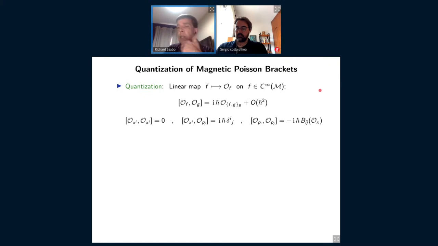So what is quantization? Let's think a bit about quantization in the context of these magnetic Poisson brackets. Quantization should be some kind of linear map that takes a function on phase space and associates some operator to it, some operation, let's say. I don't want to restrict yet to operators on a Hilbert space, but there are some symbols, and these symbols have to satisfy some kind of commutator algebra that reproduces my brackets in the semi-classical limit, at order h bar. This is what quantization means. In particular, at the level of coordinate functions, it means that the maps on basic coordinate functions should satisfy these relations over here.